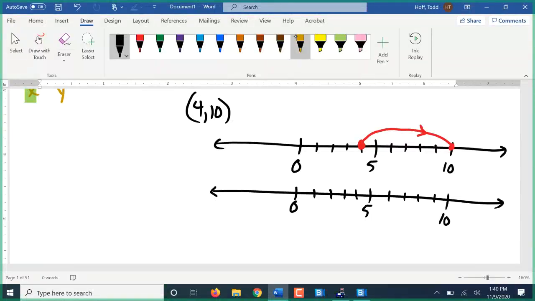So they would mark the 4 on the one number line, 10 on the next. They still had to have them linked because if we put any other ordered pairs out there, we'd have to know which ones went together. So again, that got cluttered rather quickly.